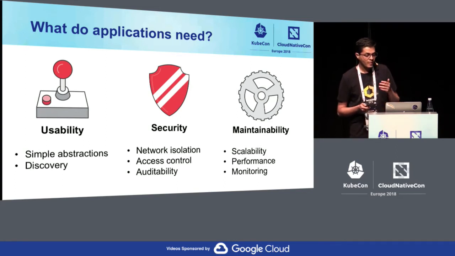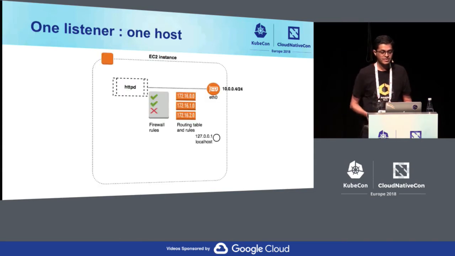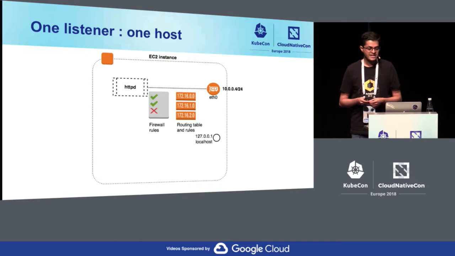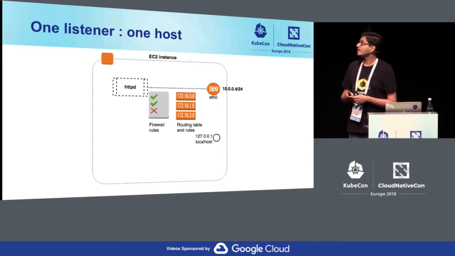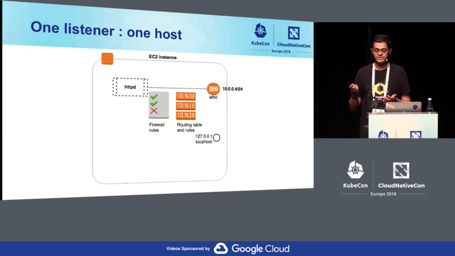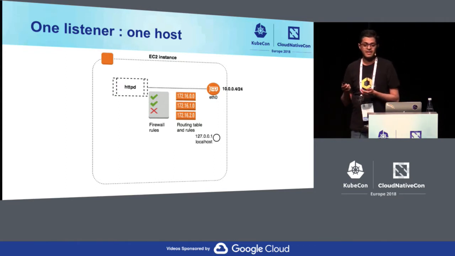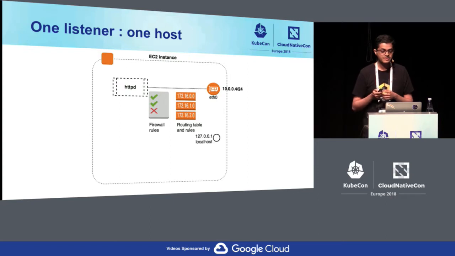So with these requirements in mind, let's look at how traditionally applications have been able to network with each other. So in this example, I have a HTTP daemon process. It's listening on port 80, let's assume that. It's bound to the default networking interface or eth0. The outer box is an EC2 instance. This can be a host or a virtual machine, whatever translates with you the best.